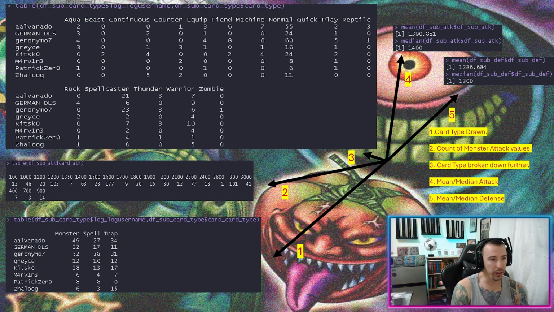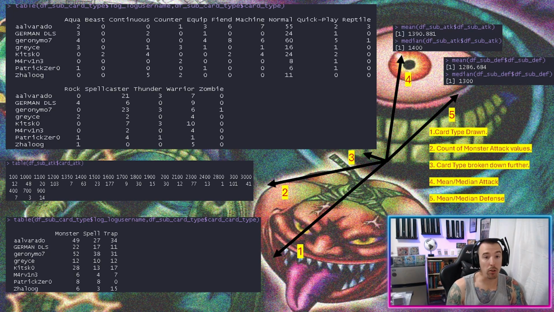For Marvin, as you can see, he only drew 8 normal spells or traps, or 2 spellcasters, right? So you can see the count of each. Below that is attack, and then I have card type as well. So this is just a table showing every single monster that was drawn, the attack of that monster, and then top right is the mean and median of attack and defense.